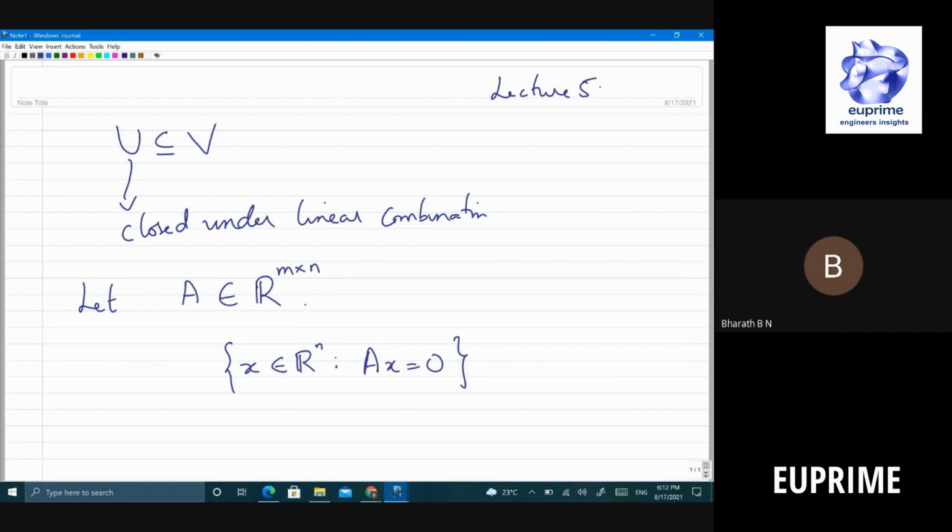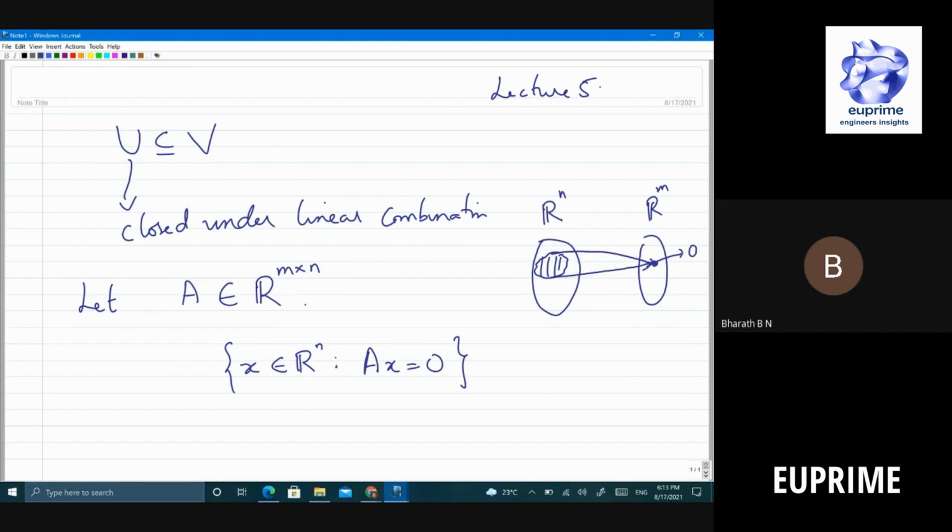Can somebody think of what kind of set this is? It is that portion of Rn, the vectors which get mapped to 0 under A. Pictorially this is how it looks. For example, this is your Rn. It gets mapped to Rm under A, because it's M cross N. If you multiply by X, you get an M cross 1 vector, so it gets mapped to Rm. Now 0 is sitting somewhere here, so this is your 0.